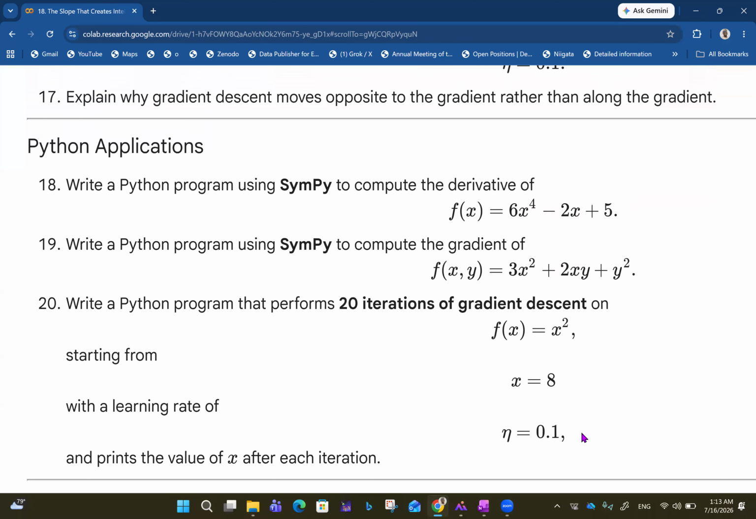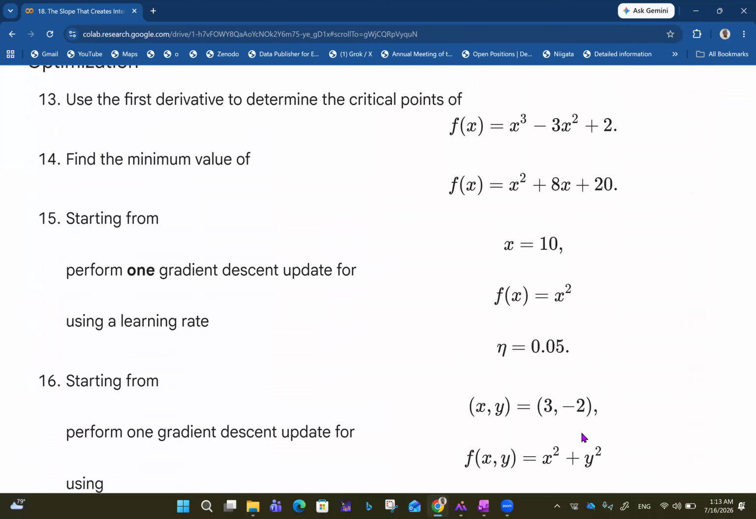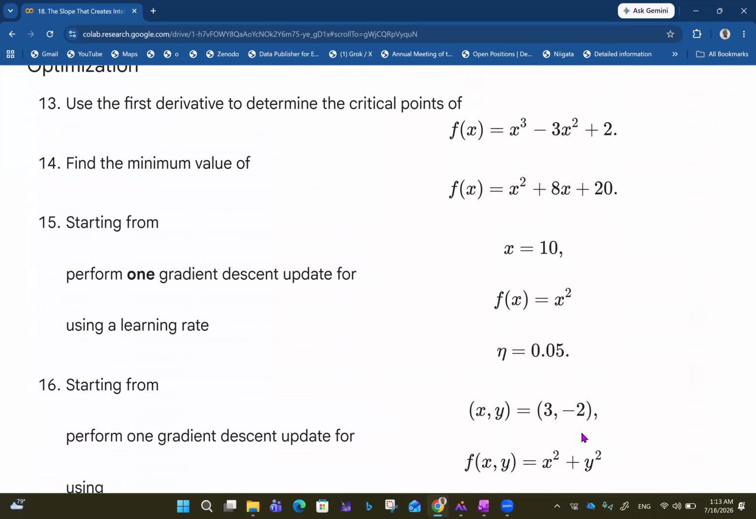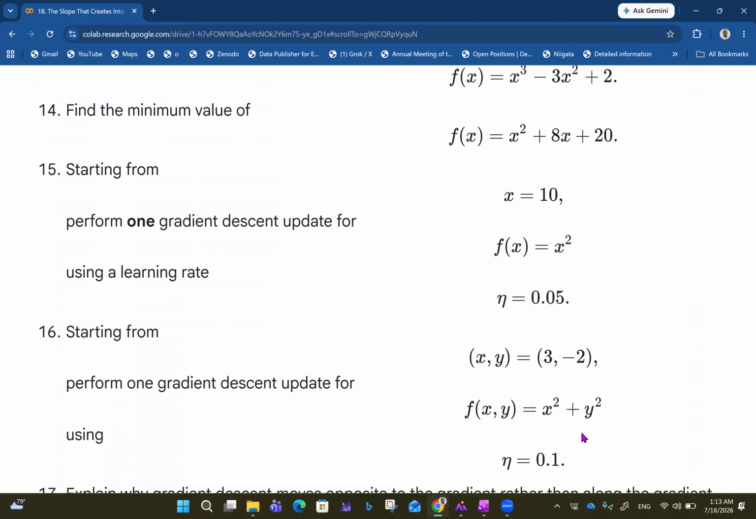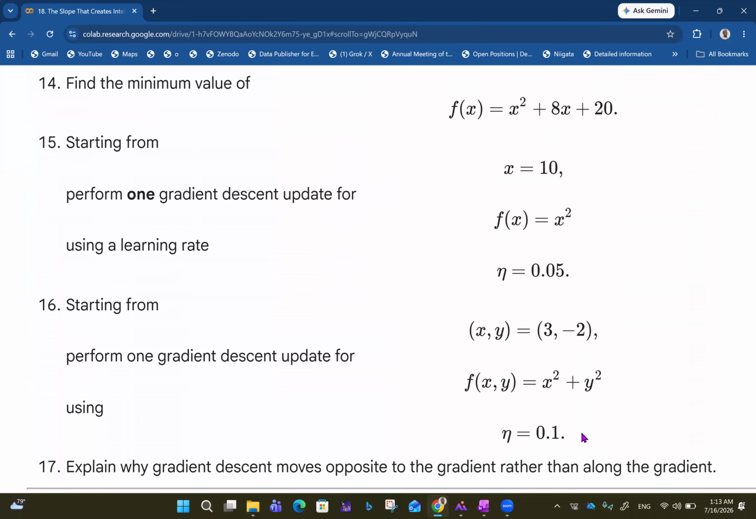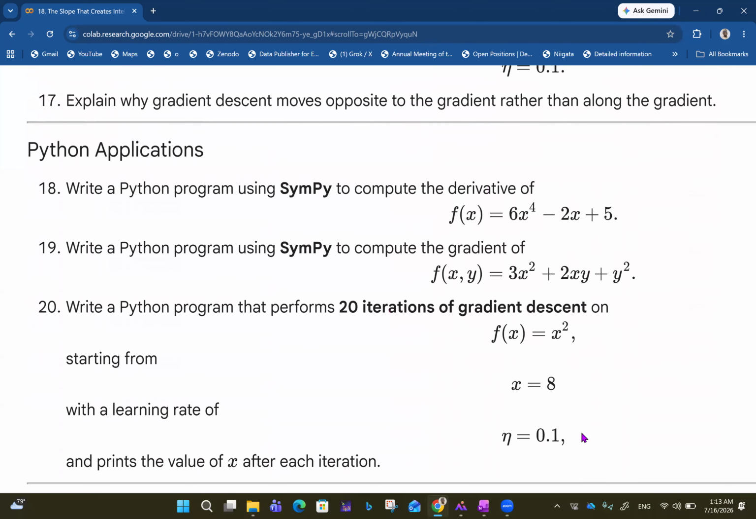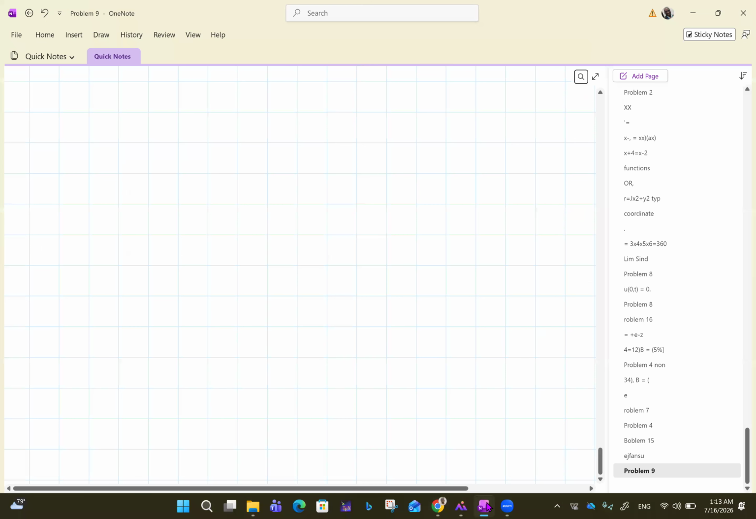So, like I said, I'll be dealing with questions 13 and 16. 13 says, use the derivative to determine the critical point of f of x equals x cubed minus 3x squared plus 2. And 16 says, starting from x comma y equals 3 comma minus 2, perform one gradient descent update, just one, for f of x comma y equals x squared plus y squared using eta equals 0.1. Then, of course, if you want many more steps, you can do more iterations using programming. Of course, we can do it manually, but programming makes it faster. So let's do problems 13 and 16.